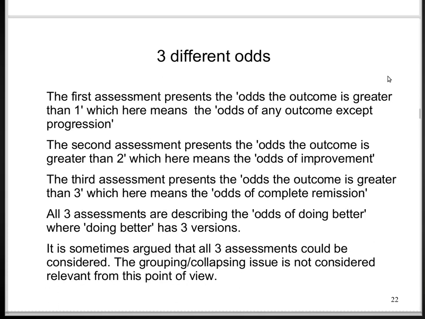Okay. We see that in each case, if we do decide to use greater than, then we are getting, for example, the odds of any outcome except progression. And then in the second case, it's the odds of improvement. And in the third case, it's the odds of complete remission. So all those three are the odds of doing better. Yes. Doing better is sometimes the language that you will see in the use of models and methods that we're going to be coming to for this assessment.